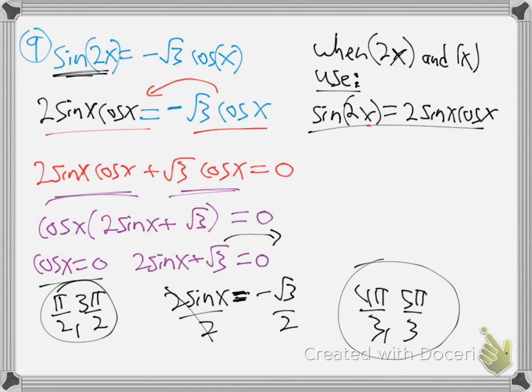Sine 2x became 2 sine cosine of regular x. Everybody see that? So you got to watch. When you see a 2x and a regular x, you got to use that formula.